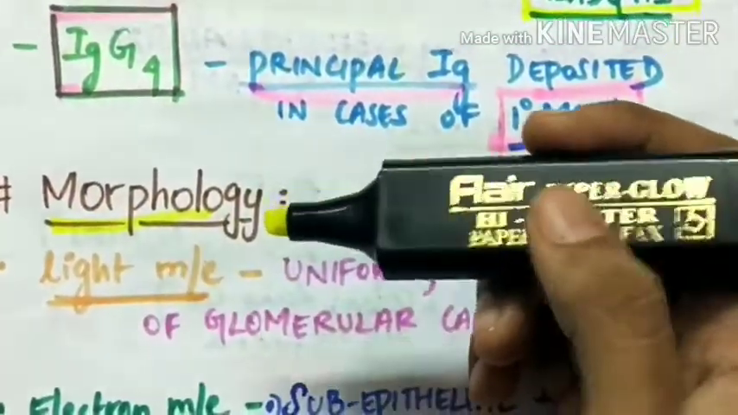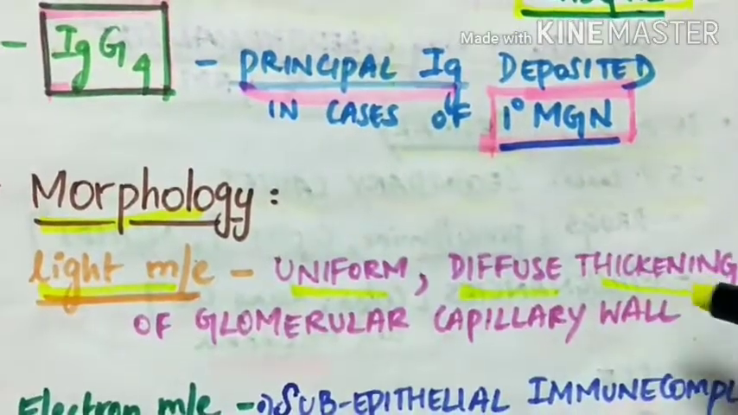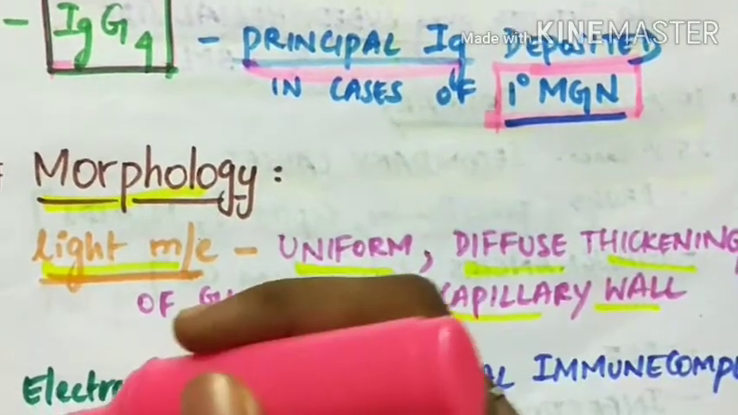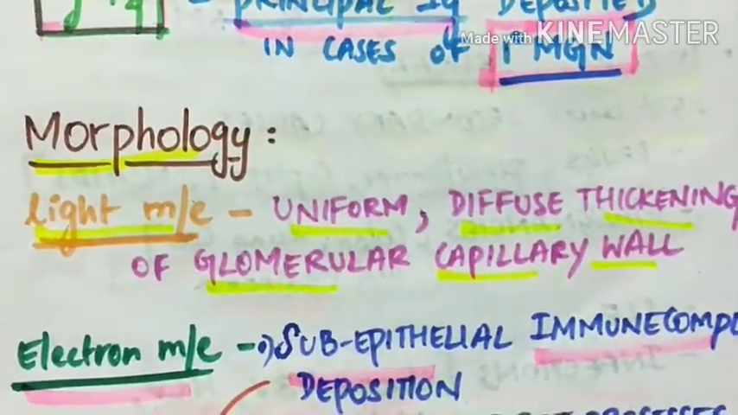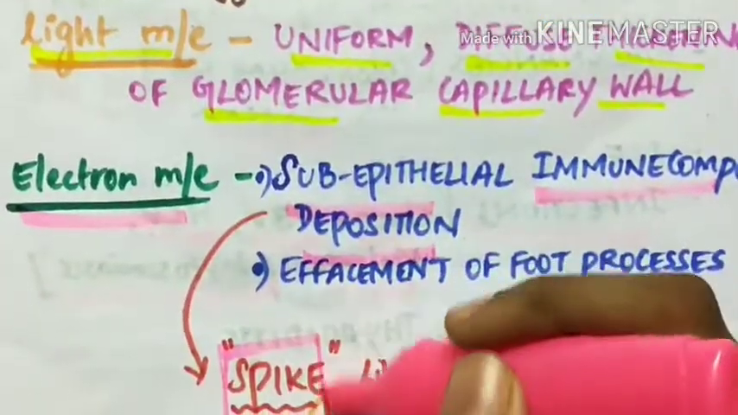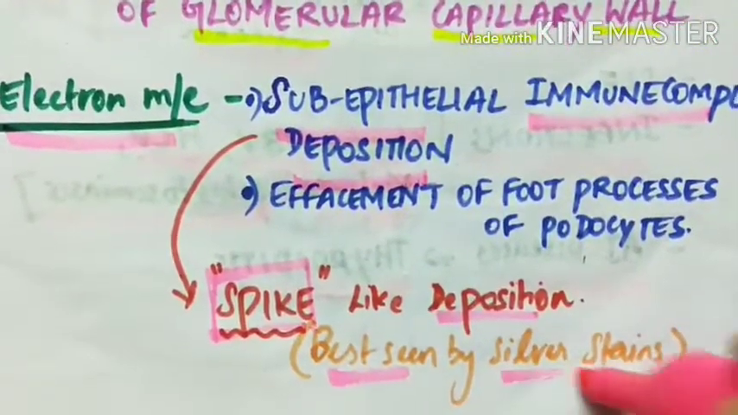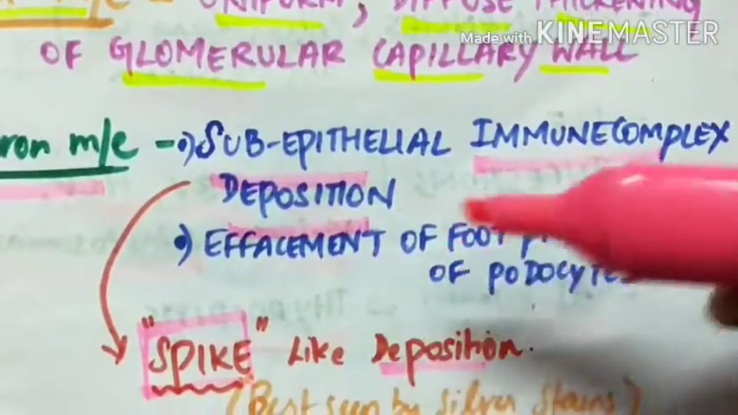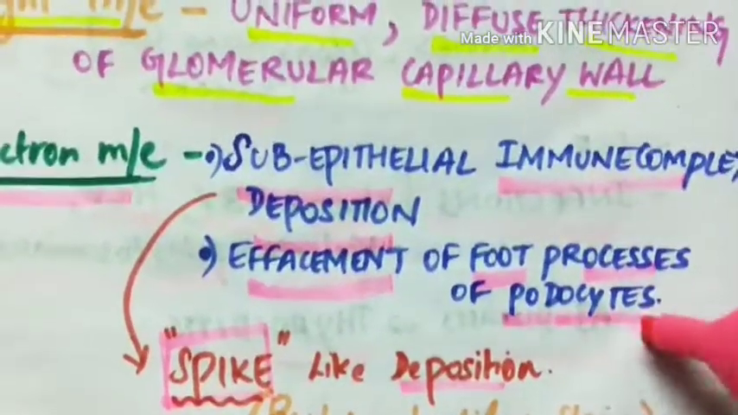Next is morphology. Under light microscopy, there is uniform diffuse thickening of the glomerular capillary wall. Next is electron microscope. Under electron microscope, there is subepithelial immune complex deposition. So the immune complex deposition occurs in a spike-like pattern. This spike pattern is best seen by silver stains. So the subepithelial deposition occurs in a spike-like pattern, and also there is effacement of foot processes of podocytes.